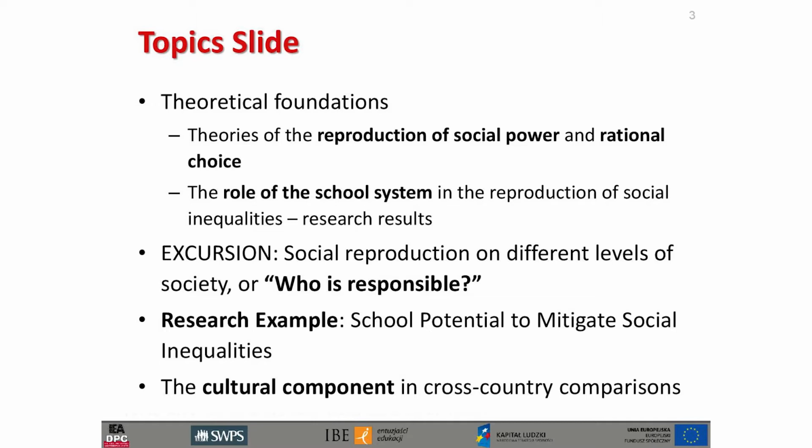But in the second step, I would like us to step back and reflect a little bit on social reproduction in the sociological context, on different levels of society. And the question would be, who is responsible? Is it the whole society? Is it the single, local school? Or probably is it a teacher, a principal in the school, or an individual?